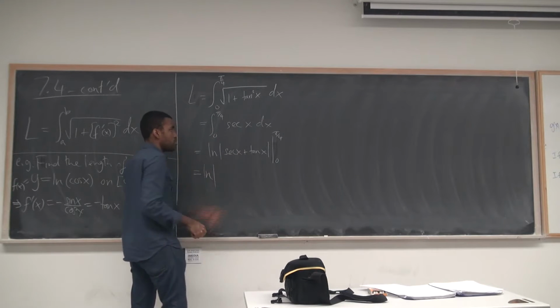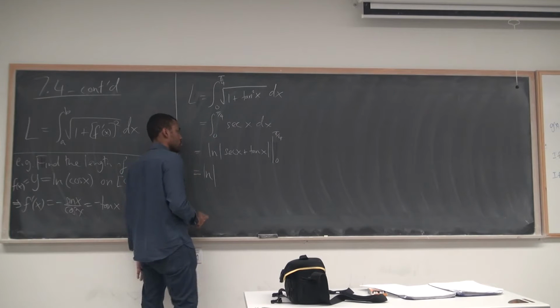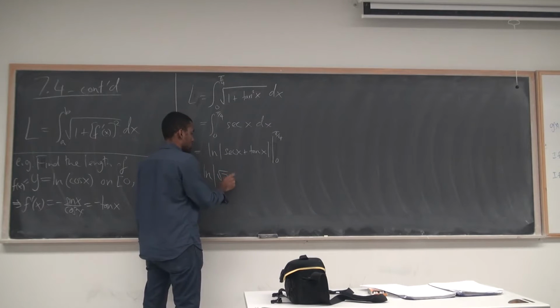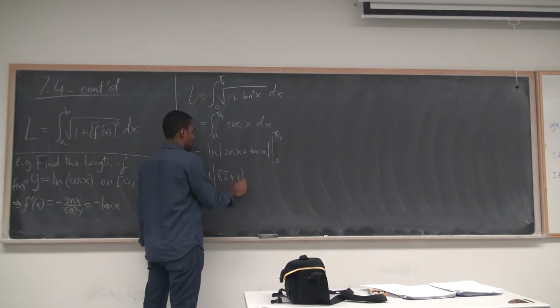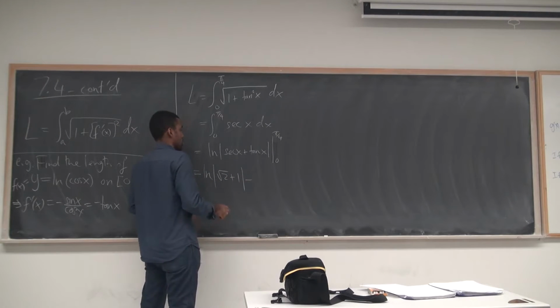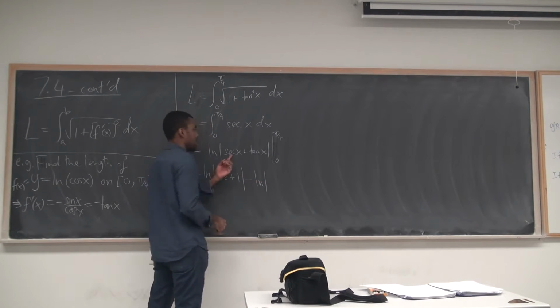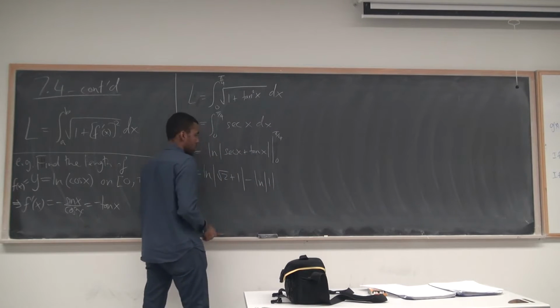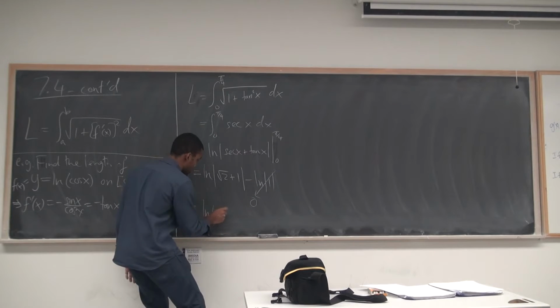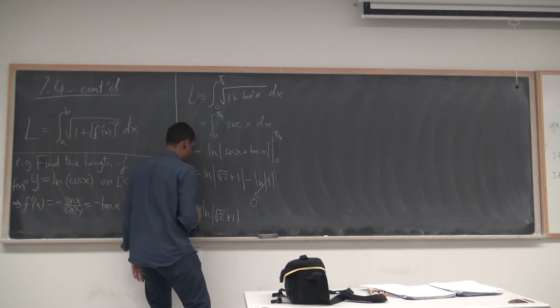And what's secant of pi over 4? Tangent of pi over 4? Minus ln of secant of 0 plus tangent of 0? Tangent of 0 is 0, so that's just ln 1, which is 0. So the length of this curve is radical 2 plus 1.